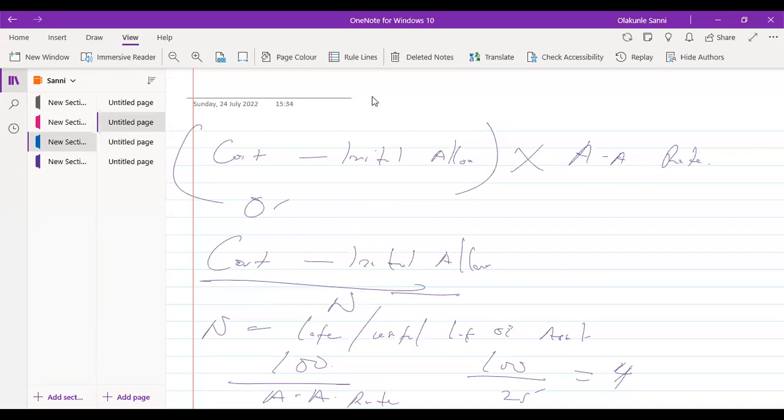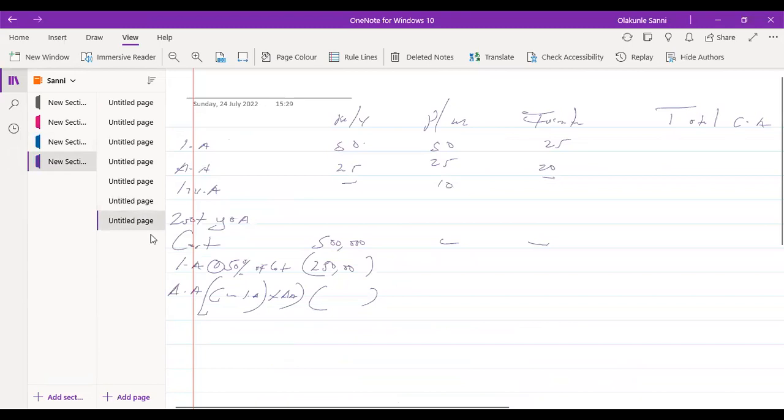Do you understand this, sir? Yes. It means that what this is trying to explain is that for this particular asset, motor vehicle, it will enjoy annual allowance in 2007. It will enjoy annual allowance in 2008. It will enjoy annual allowance in 2009, 2010. After 2010, you can no longer enjoy capital allowance on this asset.